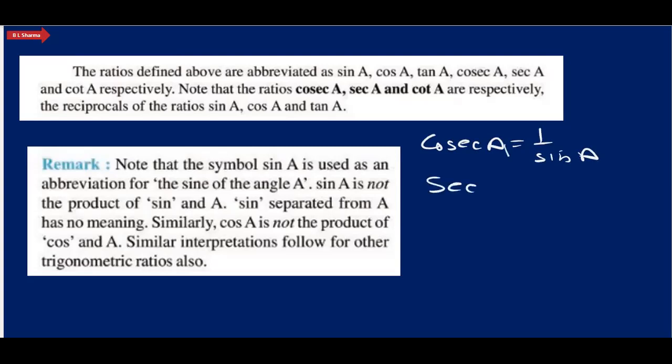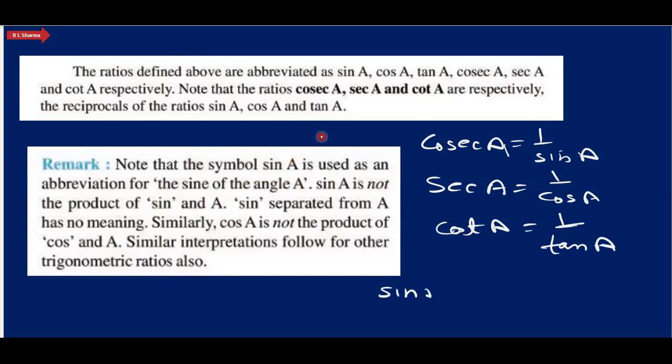And sec A is the reciprocal of cos A, and cot A is the reciprocal of tan A, right? Number two, note that the symbol sin A is used as an abbreviation for the sine of angle A. We write sin A to mean the sine of acute angle A, but this is not sine times A. यह प्रोडक्ट नहीं होता है.